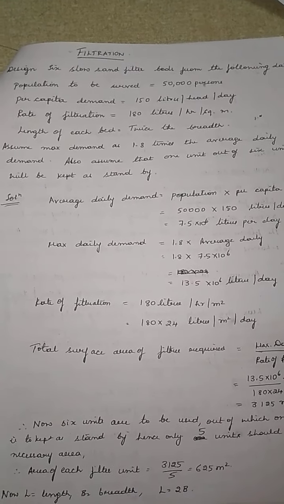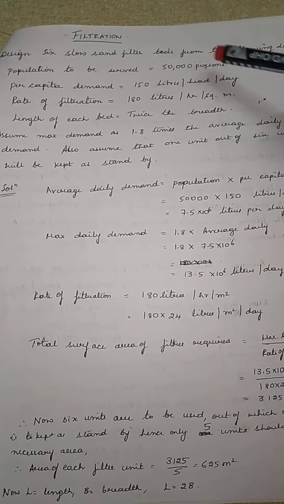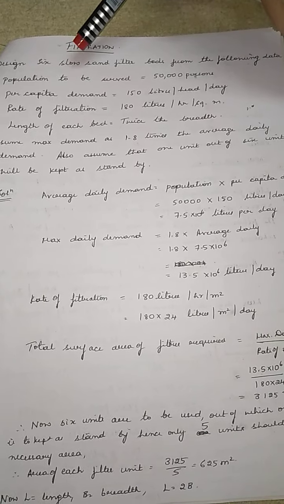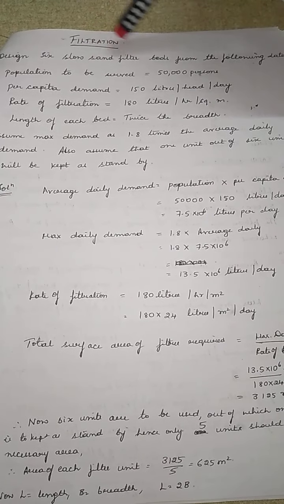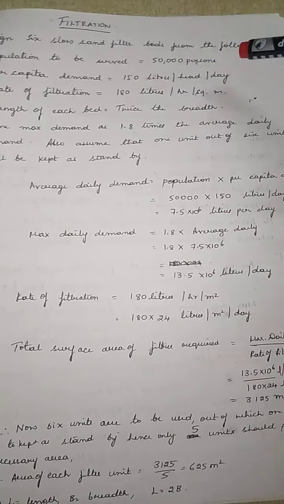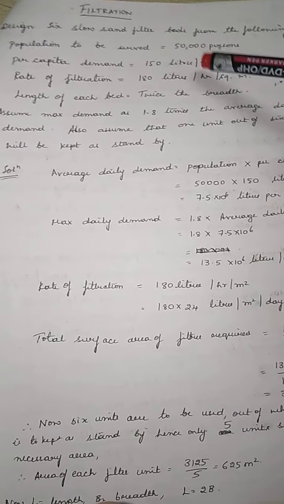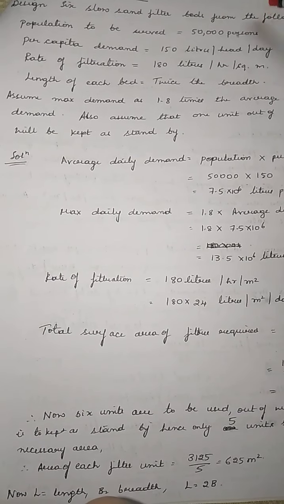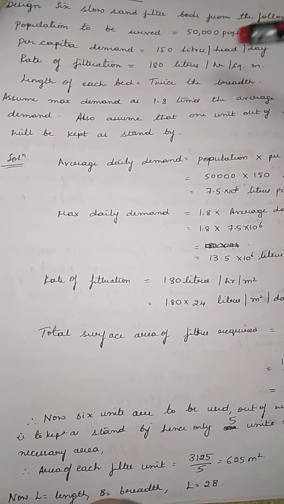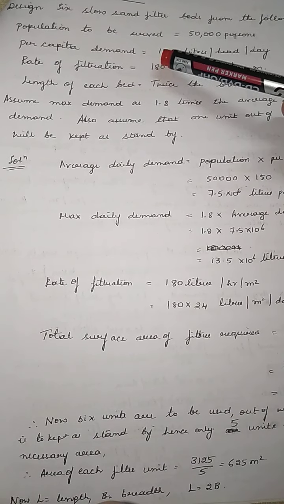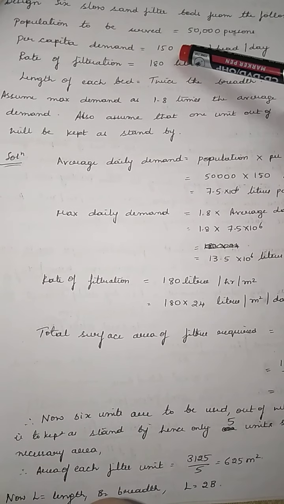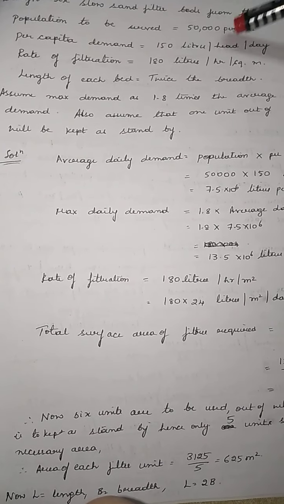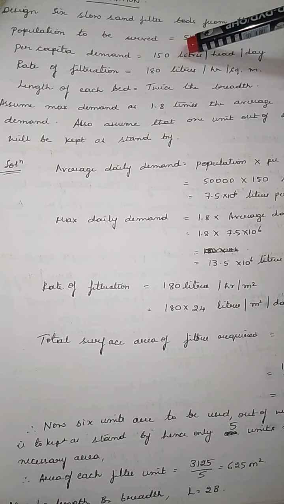Now the first problem is: design 6 slow sand filter beds from the following data. What are they telling? They are telling you to design the 6 beds of slow sand filter, right? The given data is population to be served, that is 50,000 people. From this filter you need to serve around 50,000 people. Per capita demand: per person per day, how much water he requires. Per person will require around 150 liters per head per day. That means one person requires 150 liters of water per day.